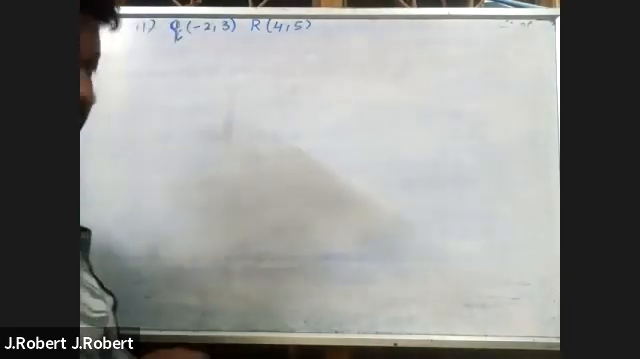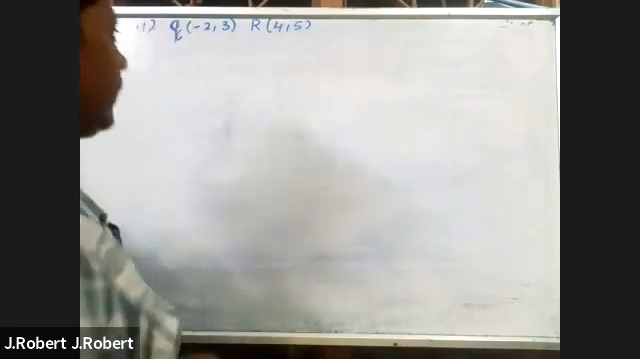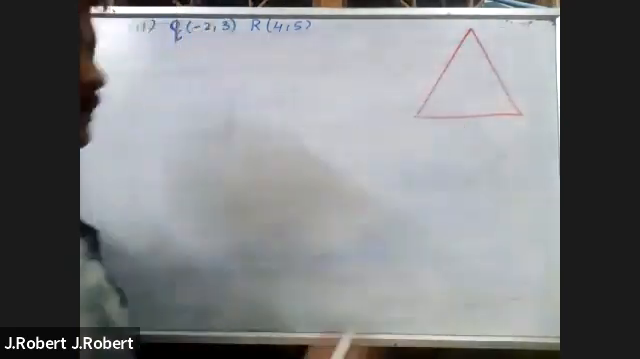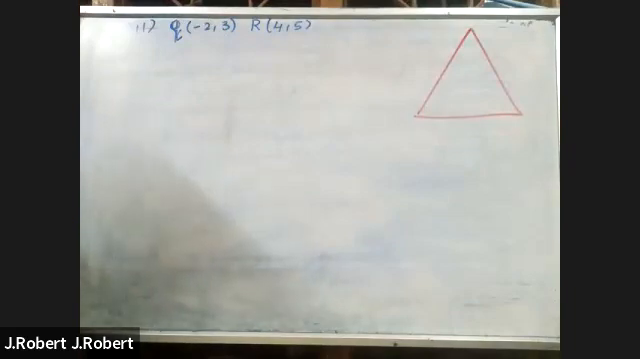Again I'll repeat. The vertices of a triangle PQR are P of 2 comma 1, Q of minus 2 comma 3, and R of 4 comma 5. Find the equation of the median through the vertex R.